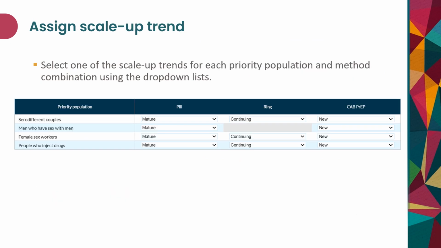Next, we need to assign the scale-up trend to each priority population and method. For this example, the user applied the mature scale-up trend to all the oral PrEP users, while using the continuing trend for the ring users and the new program trend for the CAB users.